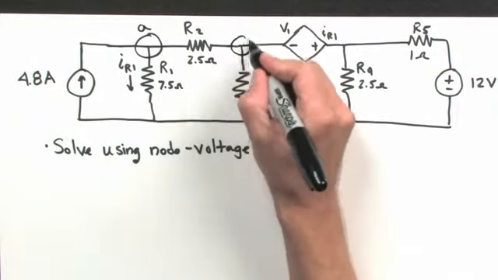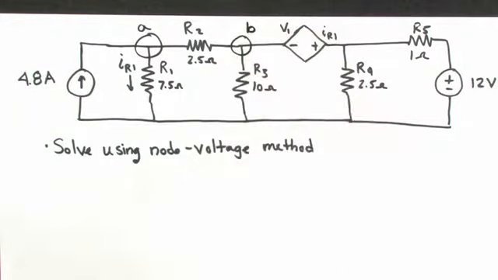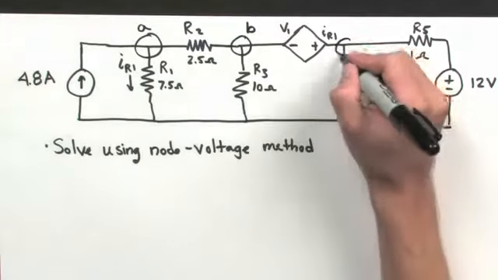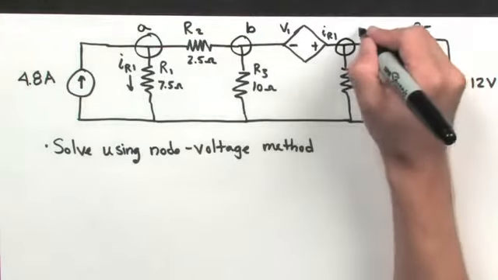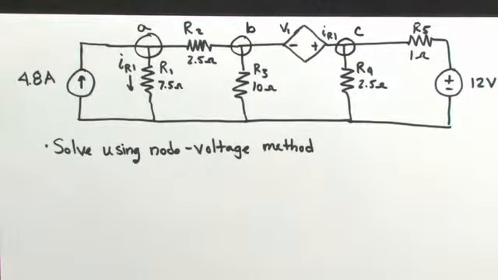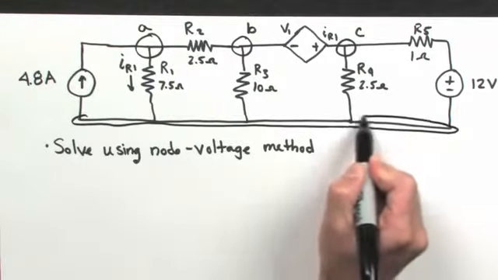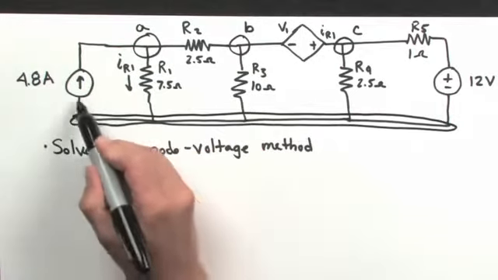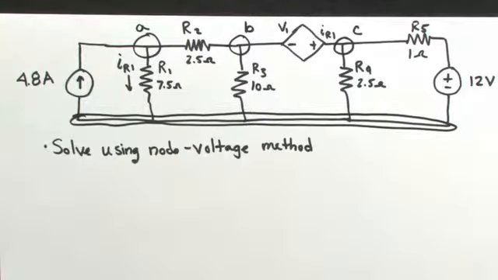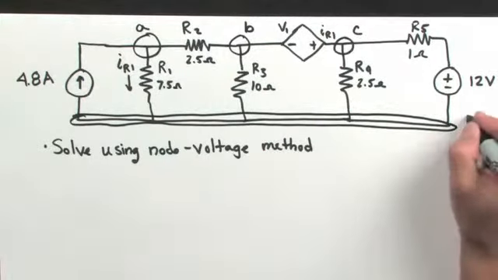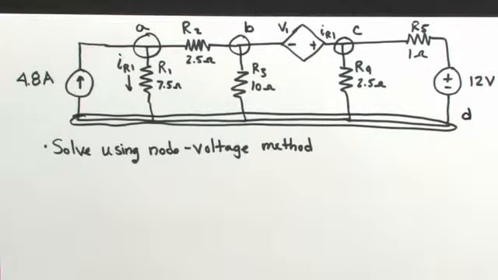Right here we have another one. I'm going to call that essential node B. Right here we have another essential node, which I'm going to call C. And of course this entire bottom row right here connects all 3 of the resistors, the current supply, and the 12-volt power supply. So that forms yet another node, essential node D.